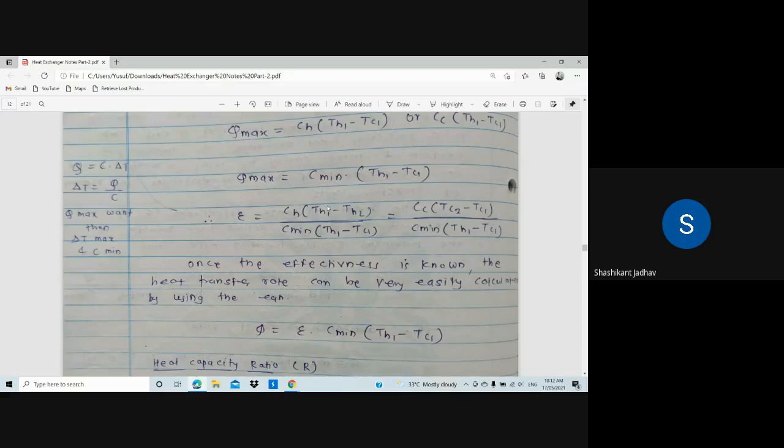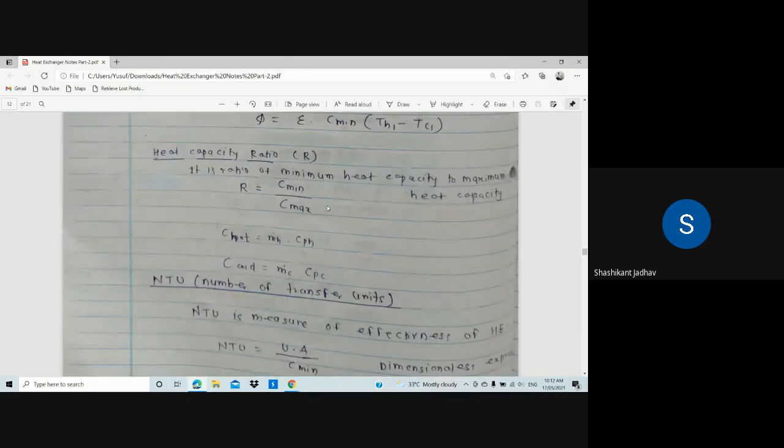By using that we get the maximum heat transfer, and from that we get the equation for the effectiveness, that is CH into bracket th1 minus th2 divided by C minimum into bracket th1 minus tc1. And for the cold fluid, CC into bracket tc2 minus tc1 divided by C minimum into bracket th1 minus tc1. From that we calculate the value of q: q is equal to epsilon into C minimum into bracket th1 minus tc1. So this is about the rate of heat transfer and the effectiveness equation.